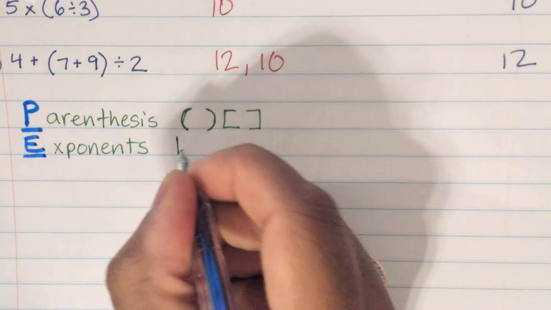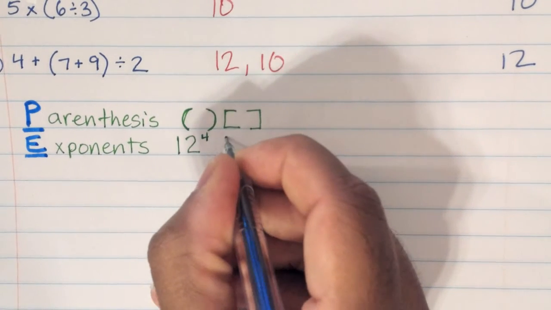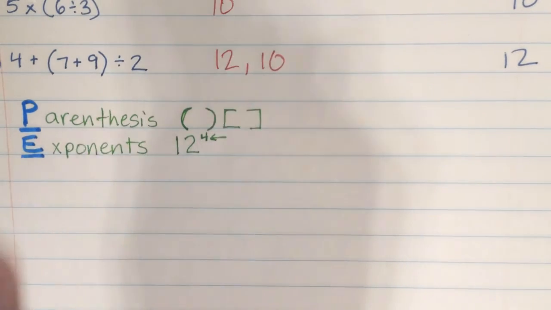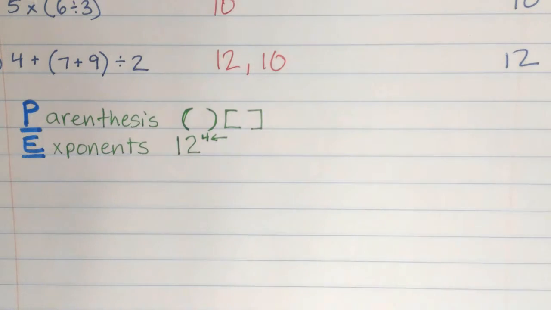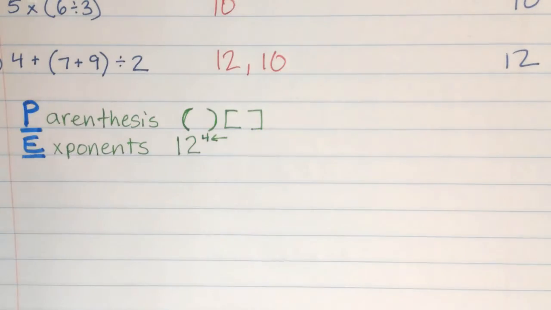So our exponents, if you remember what we did on Monday, Tuesday, this is this tiny little number at the top. That's what an exponent is. Now remember, exponents, that 12 to the power 4 doesn't mean 12 times 4. It means 12 times 12 times 12 times 12, 4 times. So you want to make sure that you see that. Okay? It's not 12 times 4. It's 12 times 12 times 12 times 12, 4 different times.